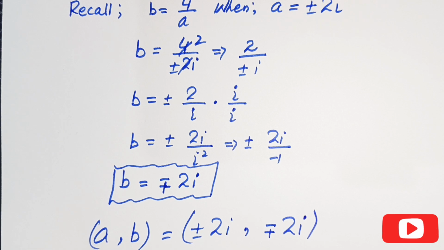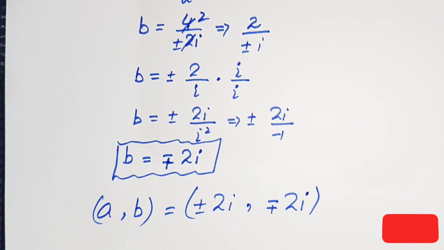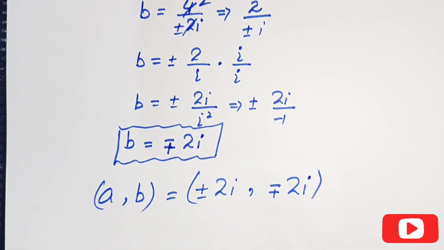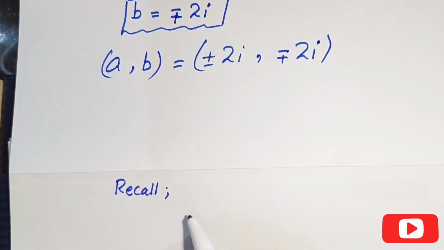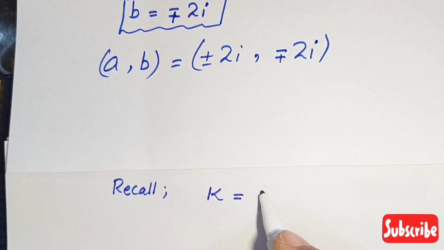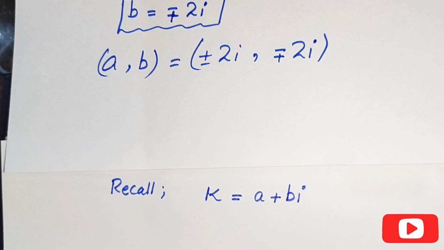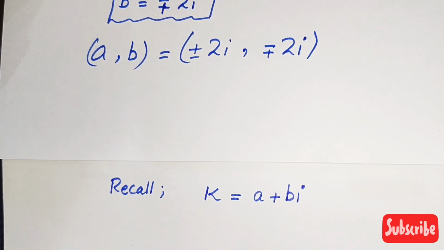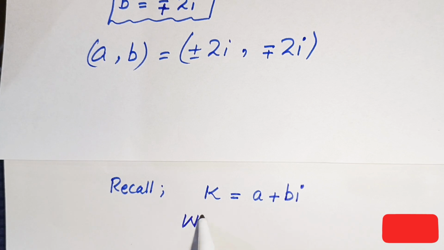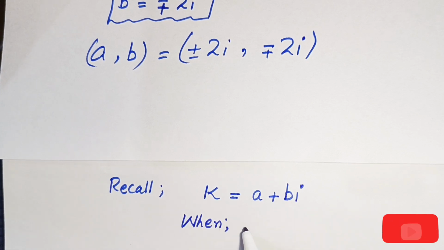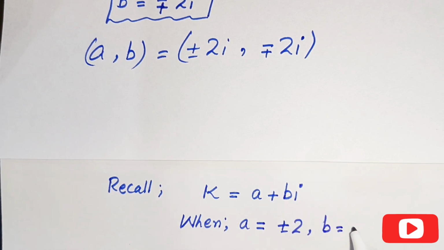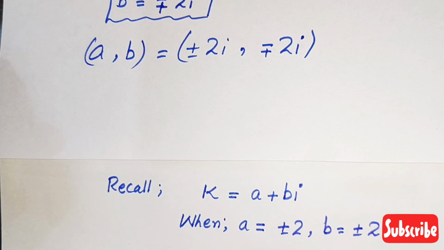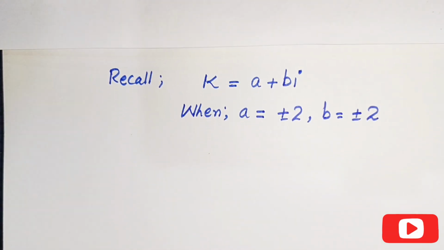So these are two sets of values of a and b, but we have to find the value of k. Recalling our equation that k is equal to a plus bi, that we posed at the start of this problem, when we put the value of a equal to plus minus 2 and b also equal to plus minus 2 in this equation, then we will find the value of k.